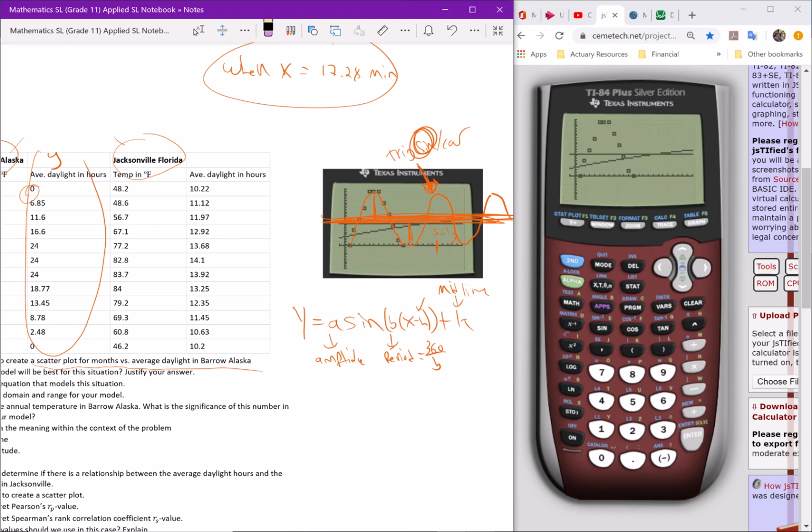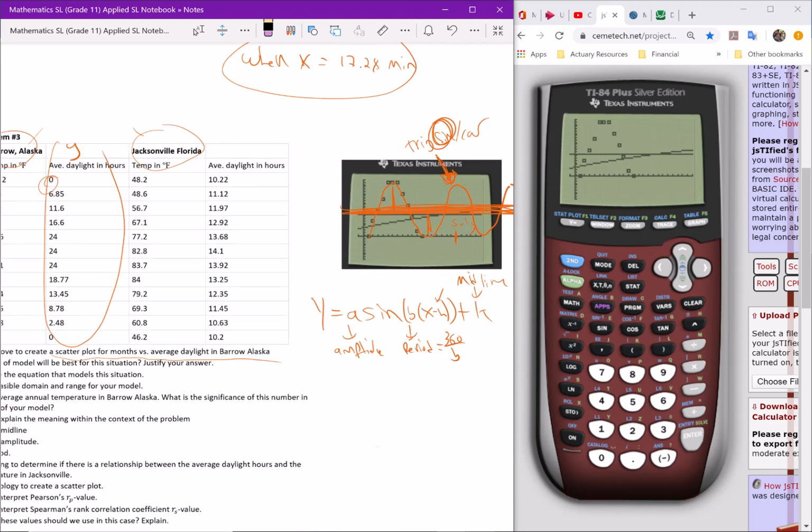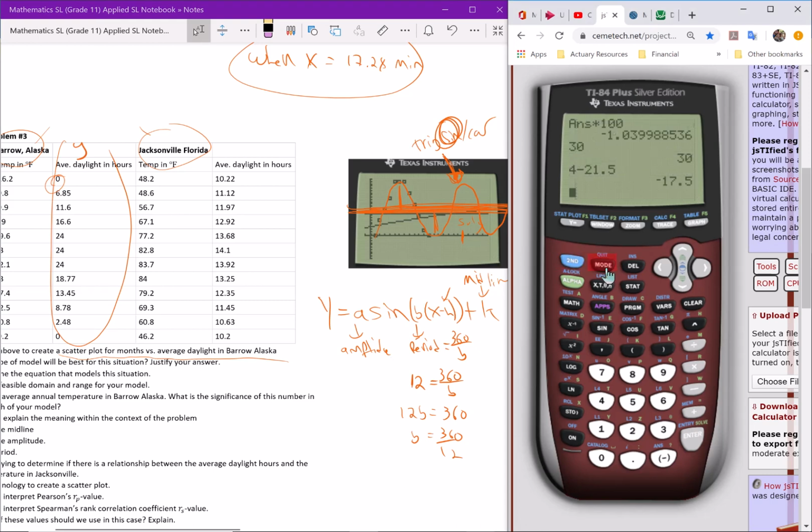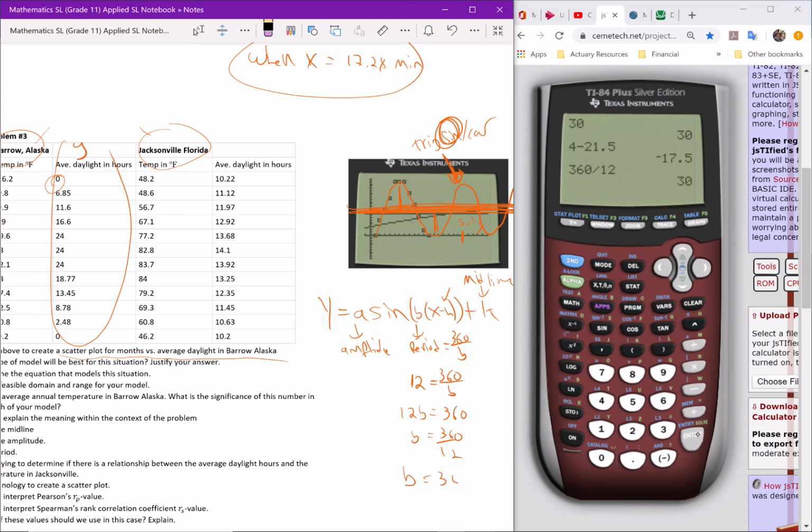So knowing this, we should be able to figure out some of these things reasonably. Let's start with B. We know that B is related to the period, and the period is always 360 over B. In this case, the period is 12 because there's 12 months in a year. So 12 equals 360 over B, or 12B equals 360, or B equals 360 over 12. Just real quick, let's do 360 divided by 12. I should know this one already. So we should know our B value should be about 30, right?